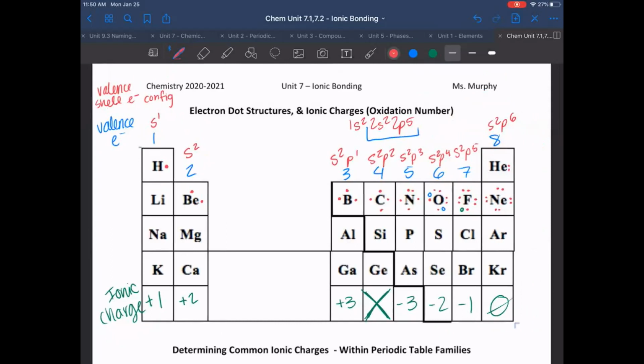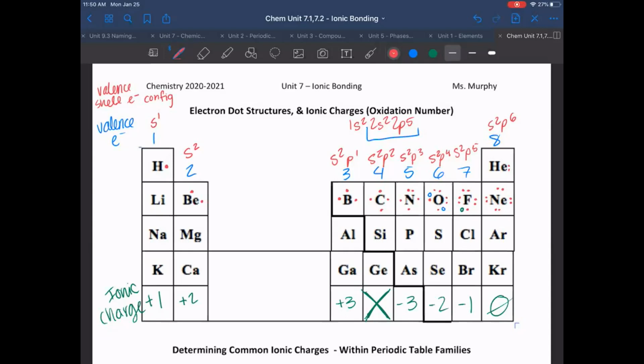Periods are rows. Okay, so again, recapping. If you have fewer than 4 valence electrons, you're going to lose. Greater than 4, you're going to gain. But also remember, metals like to lose electrons. And where do the metals live? On the left side with the lower number of valence electrons. On the right side, non-metals live with the higher valence electrons. They like to gain.